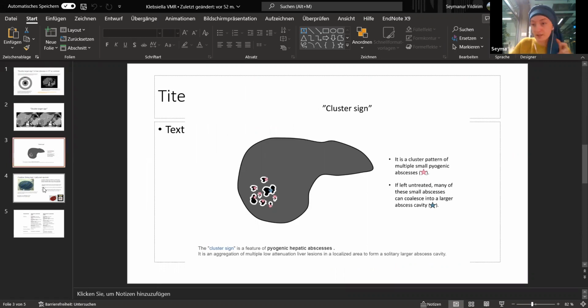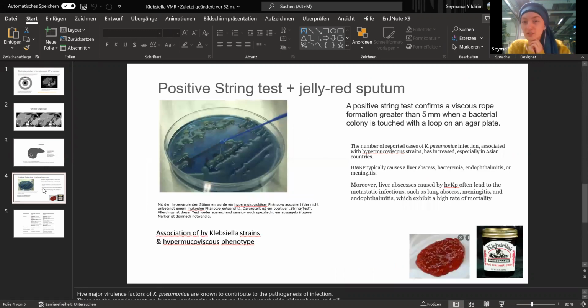And my third teaching point is about the mentioned positive string test. Klebsiella has several virulence factors, and there's one virulence factor that is associated with its hypermucoviscosity phenotype. This phenotype is associated with metastasizing and causing several infections like meningitis and endophthalmitis, so CNS infection, and also other abscesses in the lung. In order to detect this, there is the positive string test.